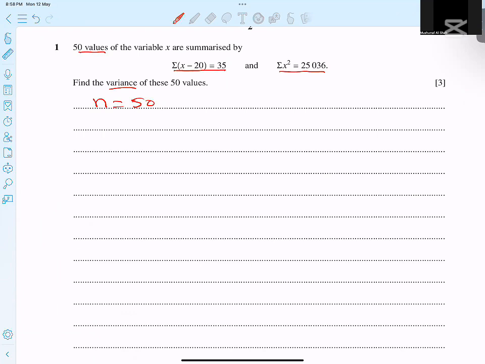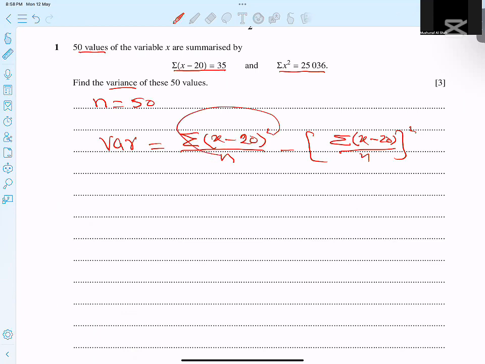So basically we have two formulas for variance, one for coded data and one for raw data. Let me write up both. Sigma (x minus 20) whole square over n, minus the square of sigma (x minus 20) over n. But I can't use this formula because I don't have this value. The other formula, for the raw data, is sigma x square by n minus mean square.